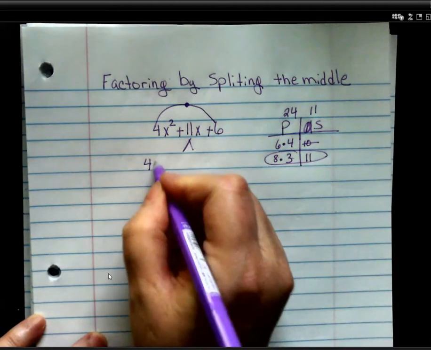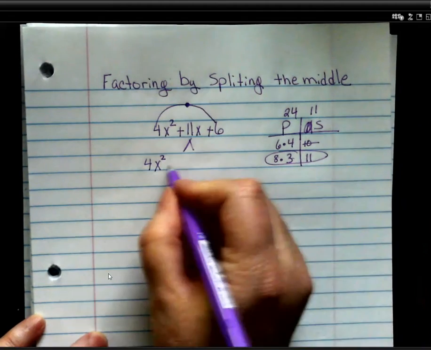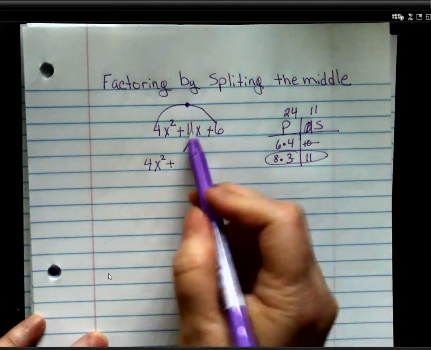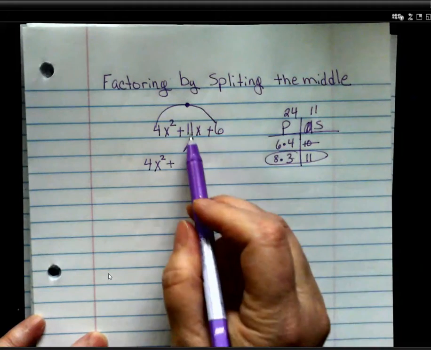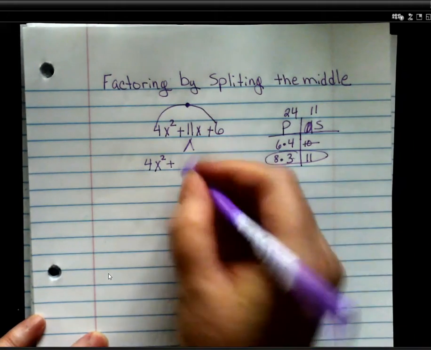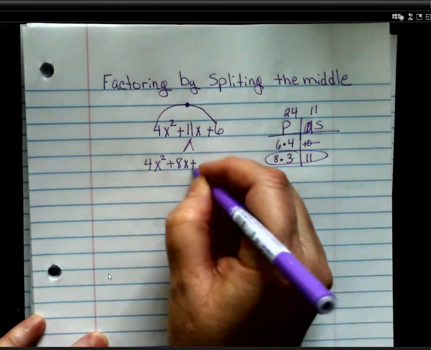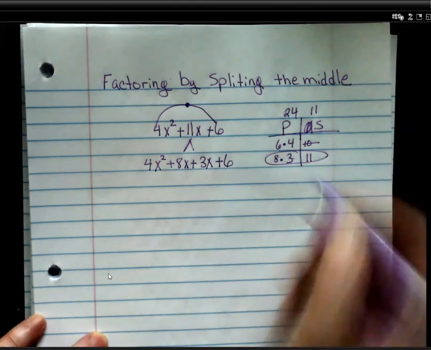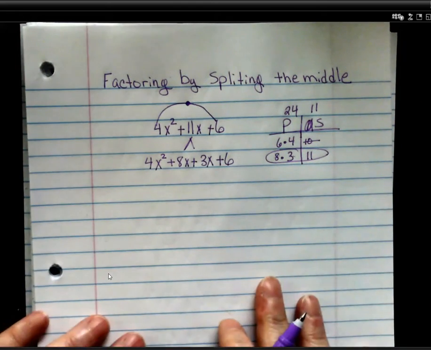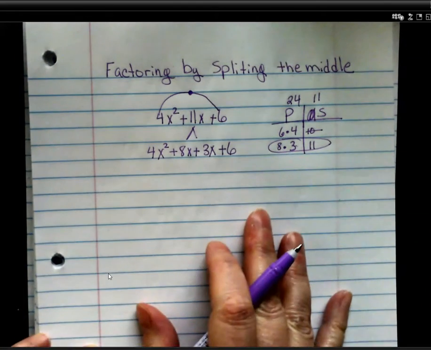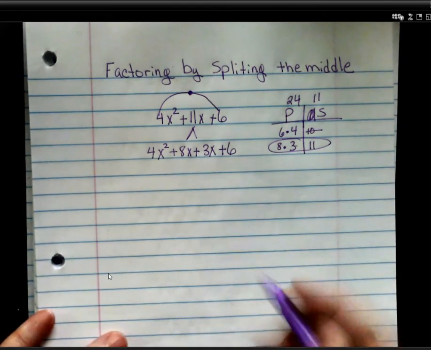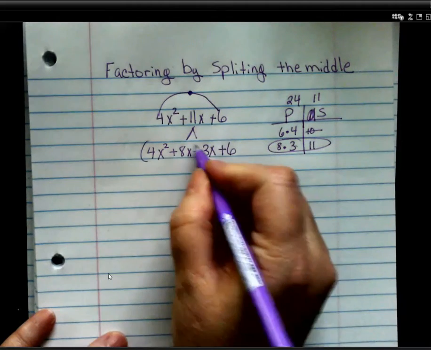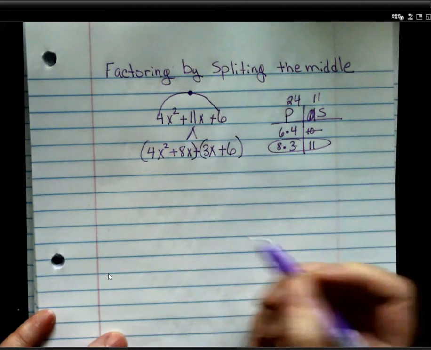So your first number stays the same, plus, and then I'm going to take 11x, and instead of writing 11x, I'm going to write it as 8x plus 3x. And then my last term comes together. So now I'm going to group them and factor by grouping. So that means that these two go together and these two go together.